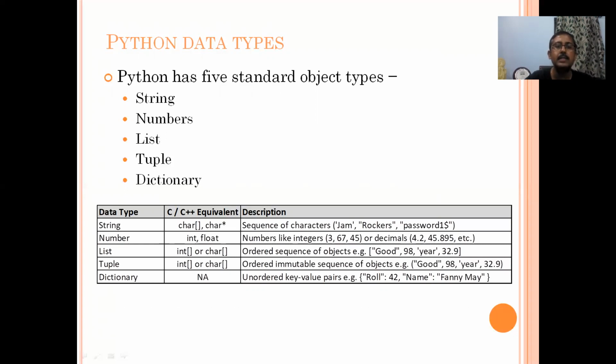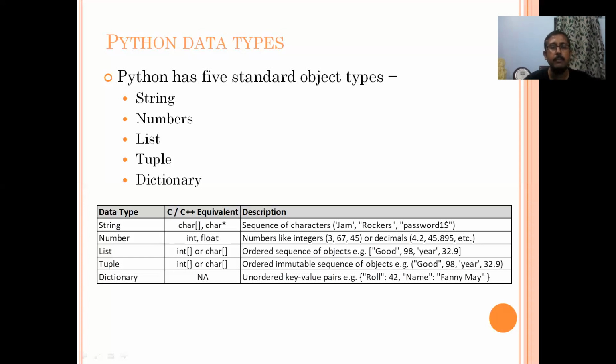Next is list. List is nothing but an ordered sequence of objects. So for example, if I want to stack up different values together in a sequence, and the data types of these elements may be different, I mean, they need not be the same, right? In that case, list is a very important and critical data type that we can use. And Python programming has support for list.